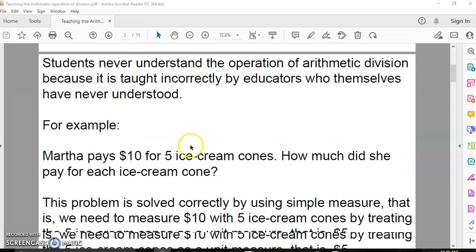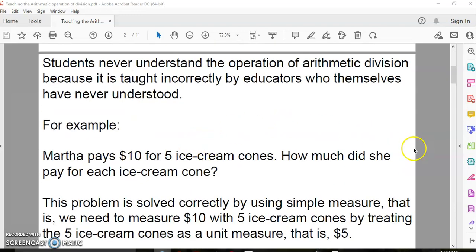Now, you'll know from experience, because most of you are not good at mathematics, and it needn't be that way. There is no such thing as a human who cannot do mathematics, only a human who hasn't had a competent mathematics educator. So students never understand the operation properly because it is taught incorrectly by educators who themselves have never understood.